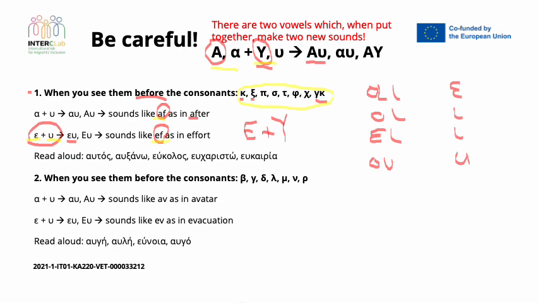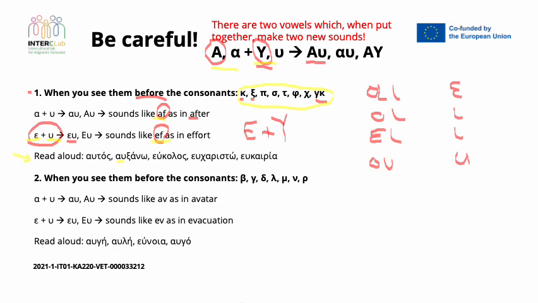If we were to pronounce the words that I have in the examples underneath, they would sound like this. Αυξάνω, αυξάνω. It means to increase. Εύκολος, εύκολος. Εύκολος means easy. It's an adjective. Ευχαριστώ. Maybe you have already heard that word. Ευχαριστώ means thank you. And ευκαιρία. Ευκαιρία means the chance or the opportunity. Okay, so that's the first thing that I want you to remember.